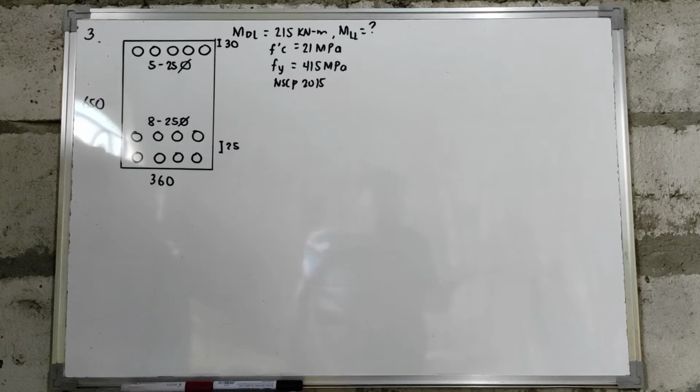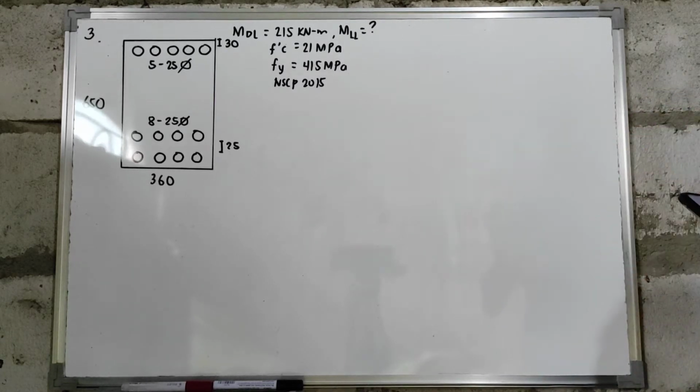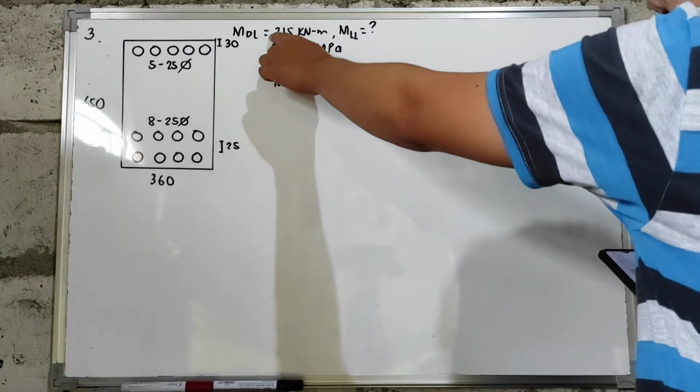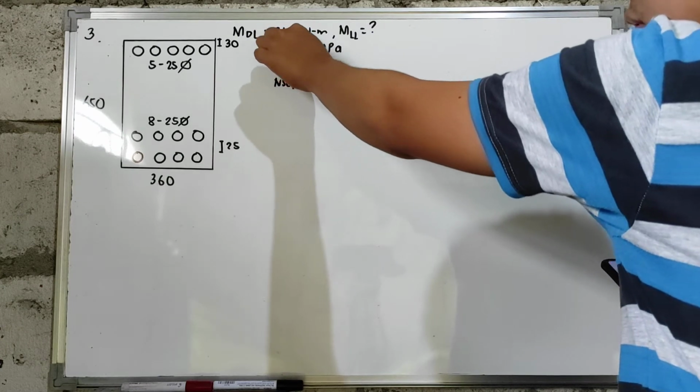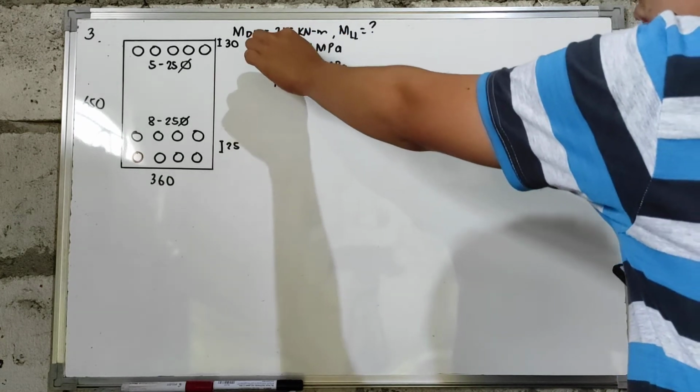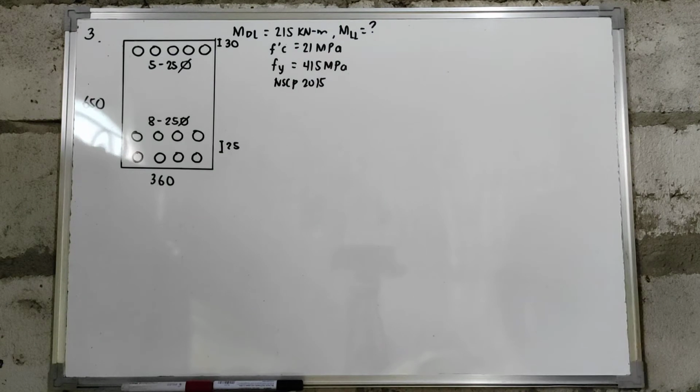Let's now discuss problem number 3. In the beam section shown, it will be subjected to a service dead load of 215 kN. So sinabi na service dead load. So meaning to say, unfactored pa yung mga loads natin dito. Yung 215 natin, hindi pa siya naka-ultimate.